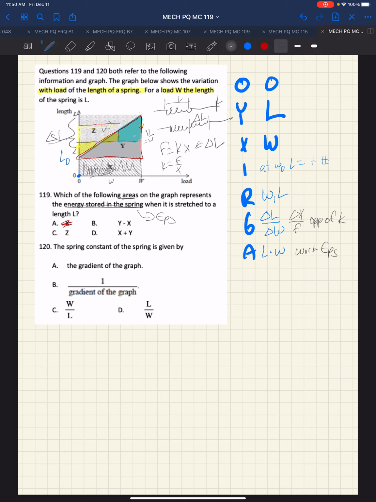So that allows us to really reason out and see why Y minus X is not a significant area that we would consider. We now go on to area Z, and that looks like that's the answer. We think that's the answer. And now if we look at X plus Y, well, since we know X is meaningless, X plus Y can't possibly be our answer as well. So this is why we have choice Z as our answer.